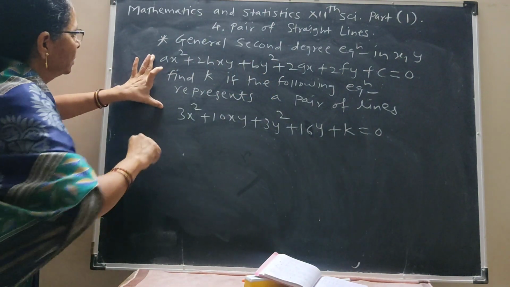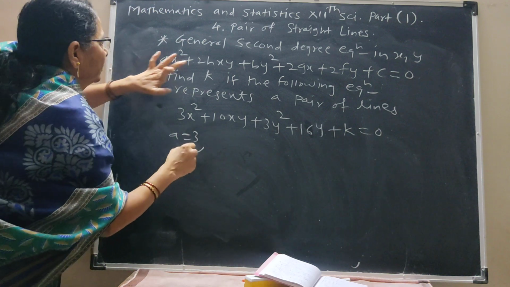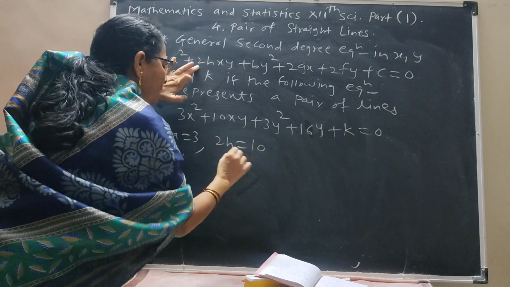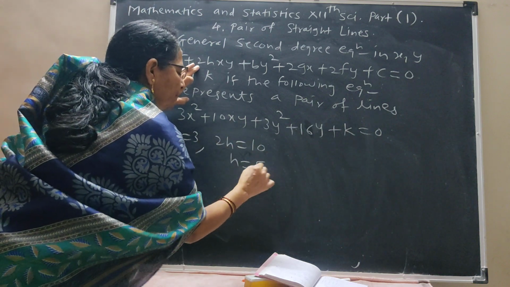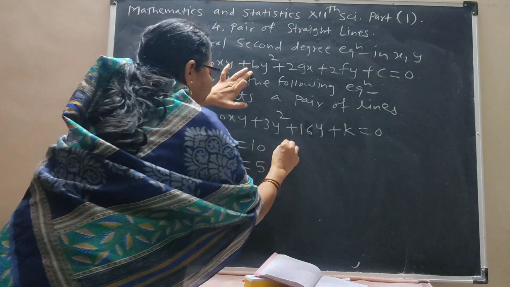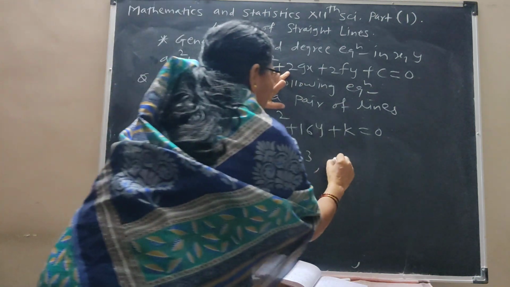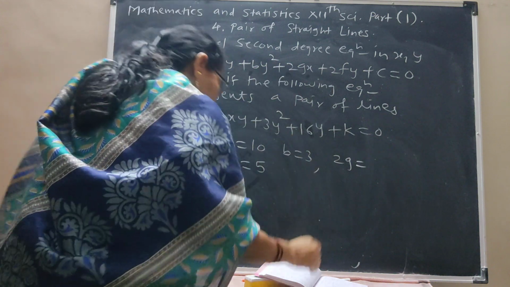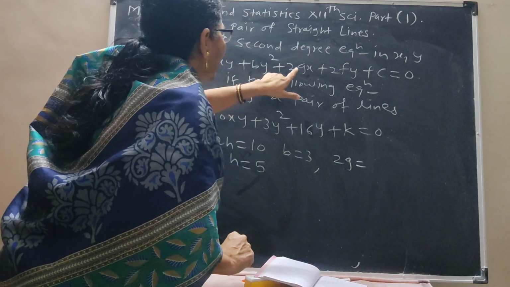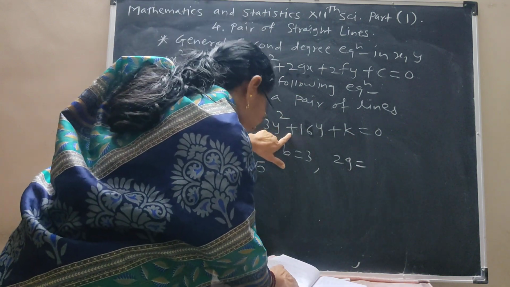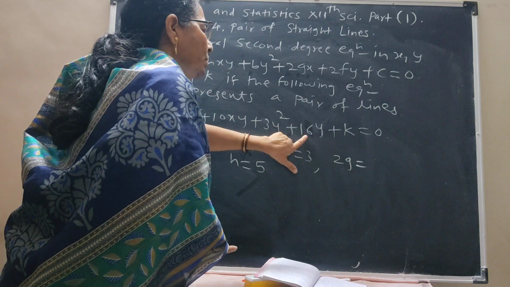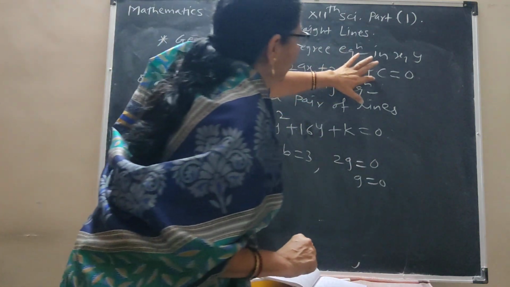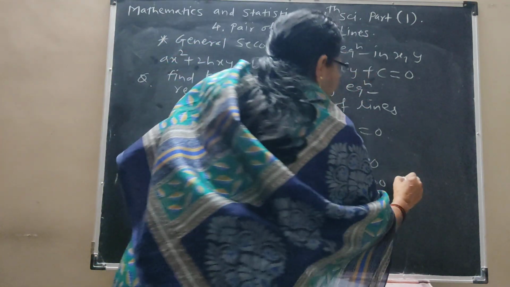Now compare these two equations. We have a is equal to 3. 2h is the coefficient of xy, which is 10, so h is equal to 10 divided by 2, so 5. Then b is 3. 2g is the coefficient of x. In this equation, 3y square plus 16y, there is no x term, so 2g is 0, that is g equal to 0. Then c is equal to k, or k equal to c.